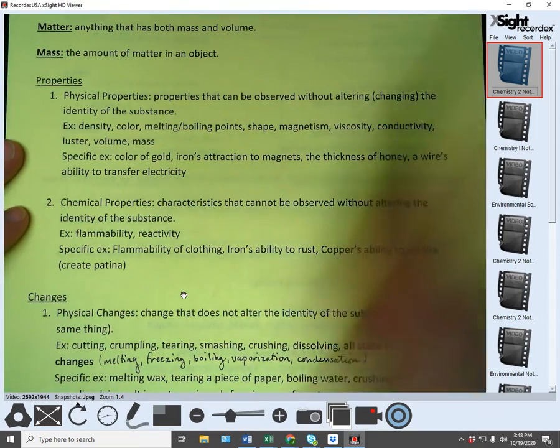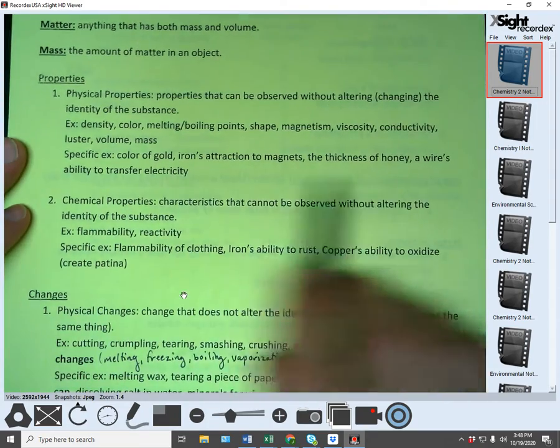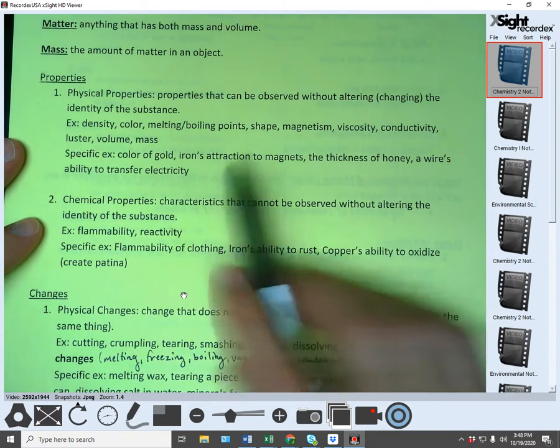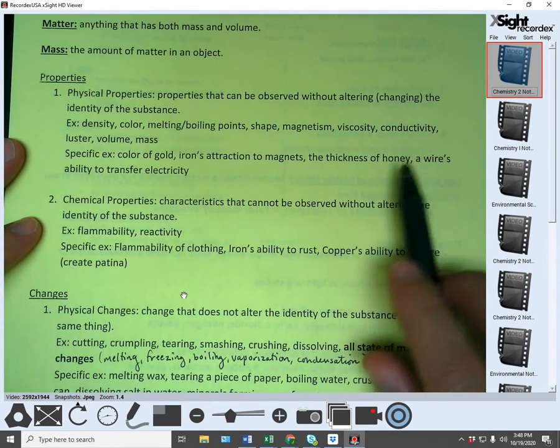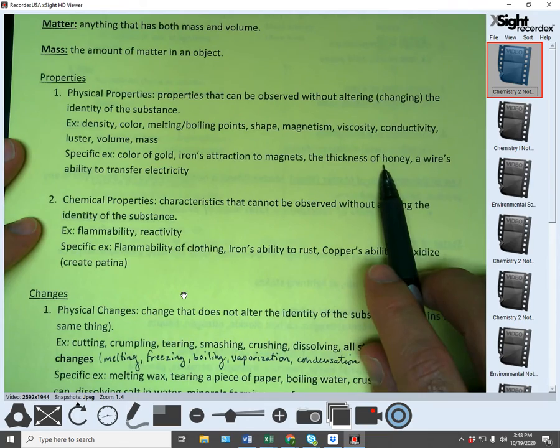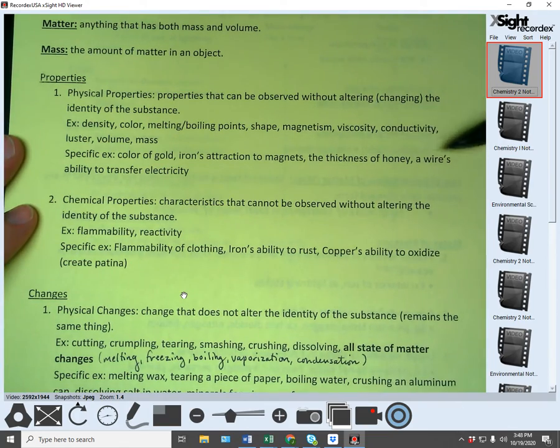Volume, mass. So I've given some specific examples. Color of gold, iron's attraction to magnets, the thickness of honey. So like honey would be a high viscosity liquid, water would be low viscosity. A wire's ability to transfer electricity, stuff like that.